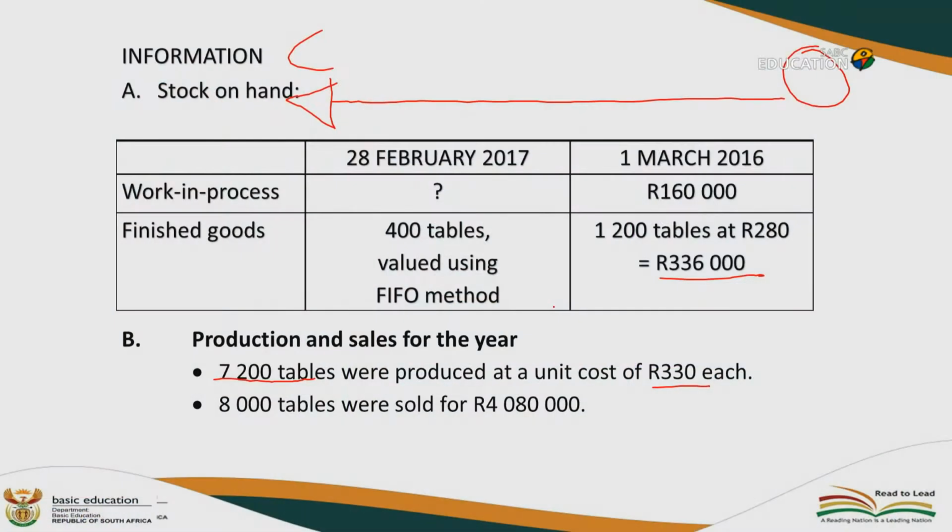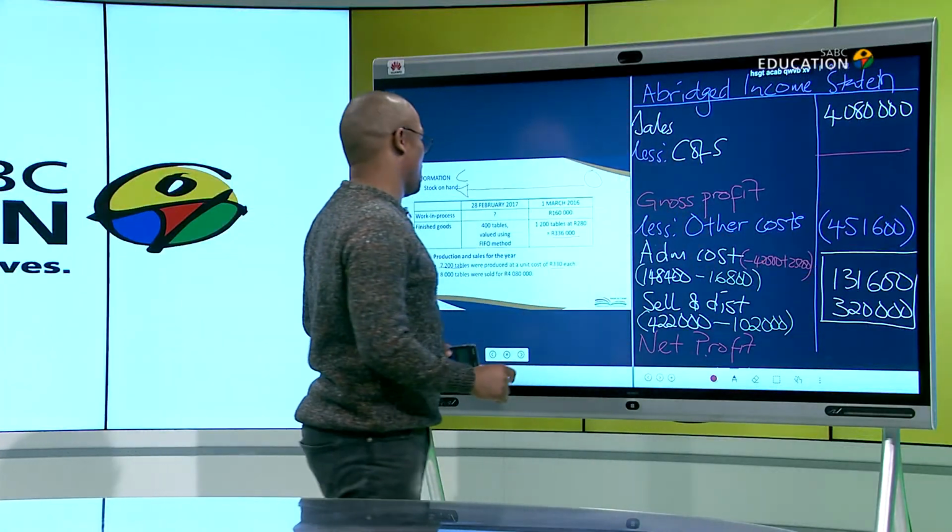Let's check then. They said in information B, we sold 8,000 tables. How much did we receive? 4,080,000. Meaning when you go to your abridged income statement, your sales will be how much? 4,080,000 rand. Are you still with me, my dear learners? Okay, let's check then. It means now we are left with our cost of sale.